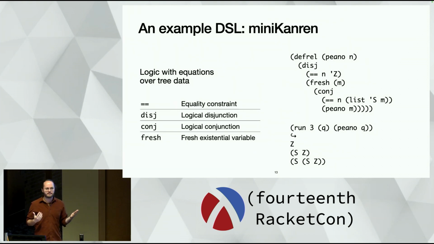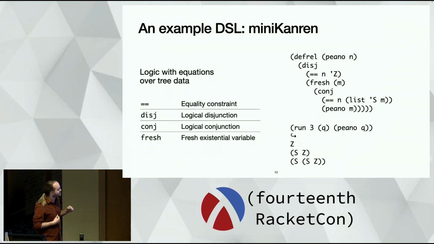And for the purposes of this talk, all you have to know about miniKanren is that it is logical statements, logical connectives on top of a primitive equality constraint over tree data. So equal is going to take two terms, which are things that look like S-expression data, and say there must be an equality between them. And then we have some other connectives. We can disjoin two logical statements, conjoin, or do an existential binding with fresh.